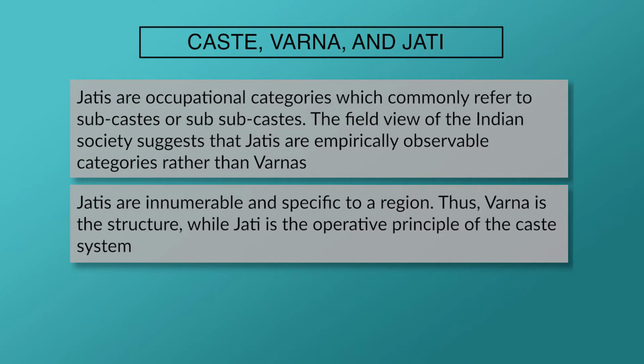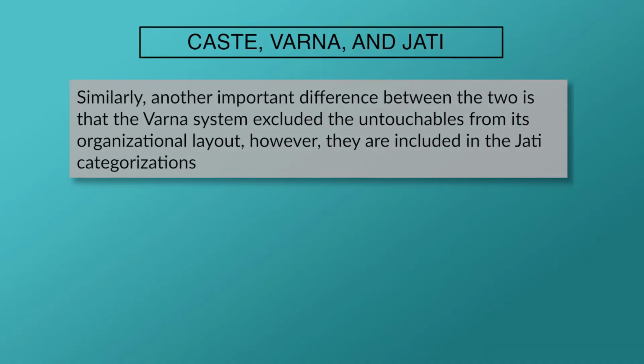Now, another difference between the Varna and the Jati is that while the fourth Varna, namely the Shudras, are excluded from the structuring of the caste system, they are included in different Jati level organizations.